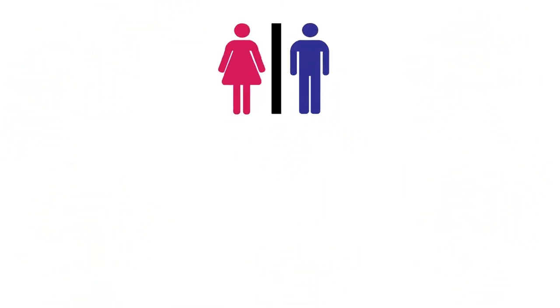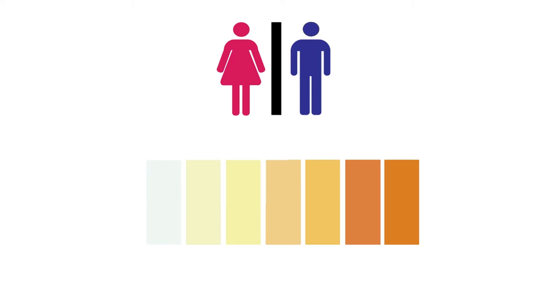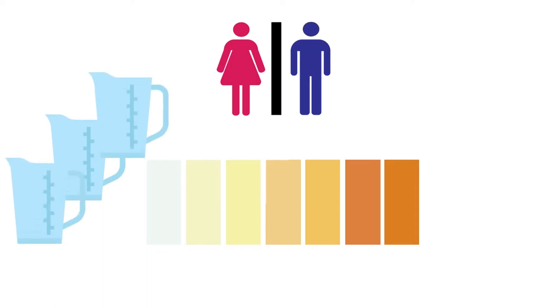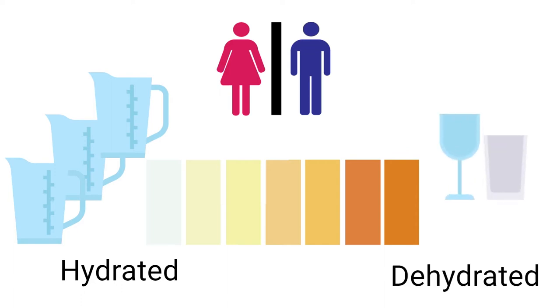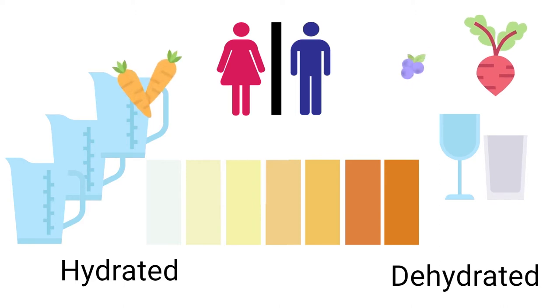Everyone has a different normal color of urine, but it should fall on the yellow spectrum. The color of your urine is mostly determined by how much water you drink. If you drink a lot of water, your urine should appear clear or pale yellow. If you are dehydrated, your urine could appear dark yellow or amber. Besides the amount of water you drink, food that you consume also influences the color of your urine.